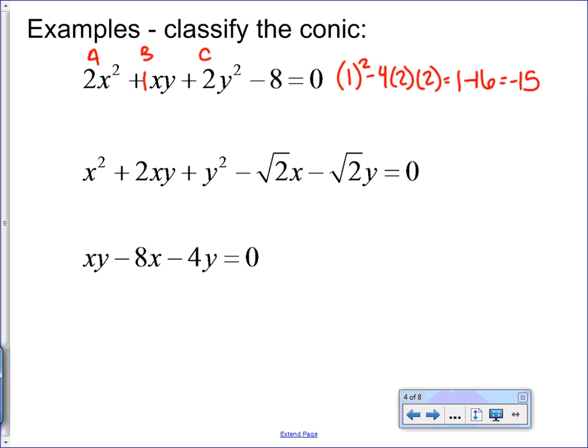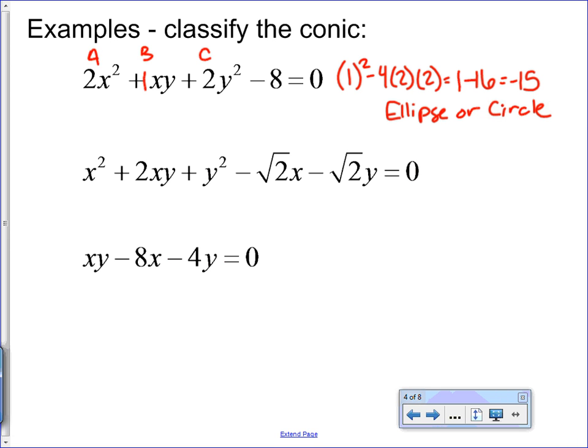So you would classify this as an ellipse or a circle. Excellent. Thank you, Sammy. Again, we can't say for certain at this moment whether it's an ellipse or a circle. We'll need to actually rewrite this equation to make our final decision.